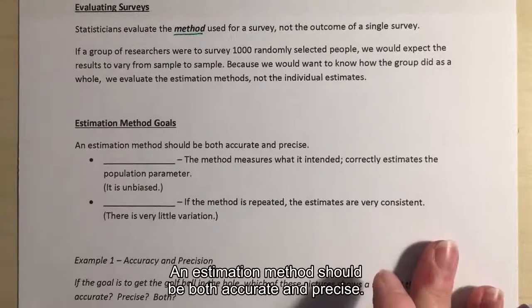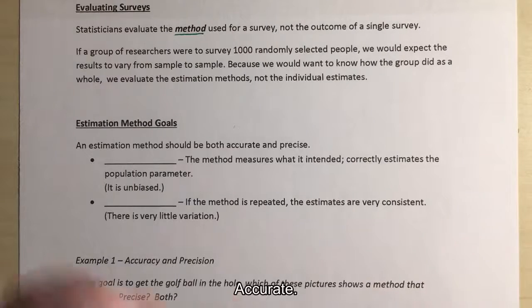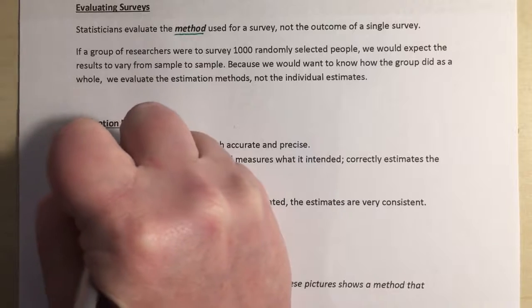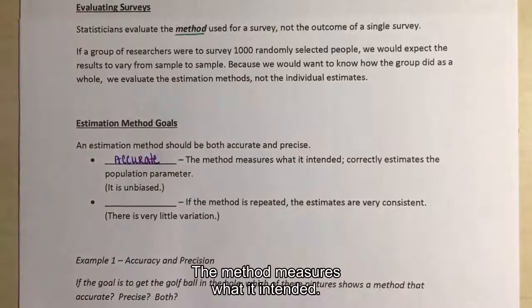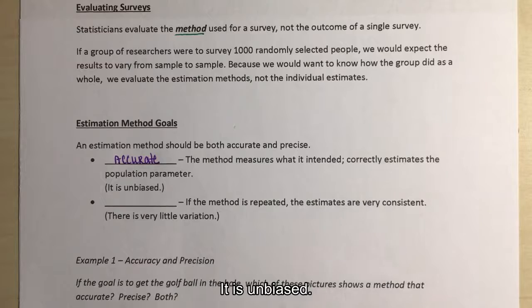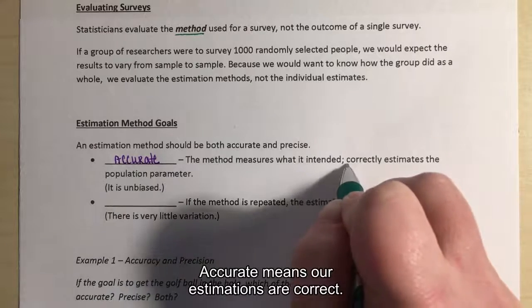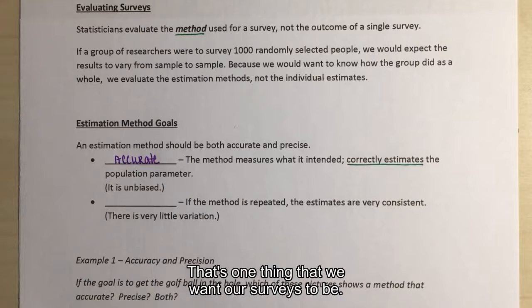Right? An estimation method should be both accurate and precise. Accurate, right? The method measures what it intended. It correctly estimates the population parameter. It is unbiased. So accurate means our estimations are correct. So that's one thing that we want our surveys to be.